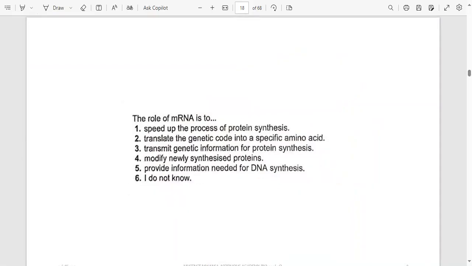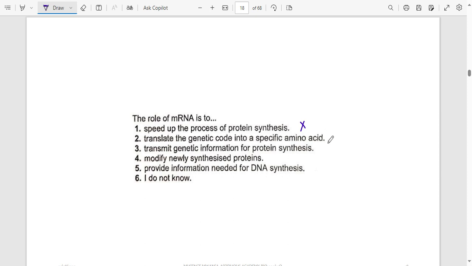Okay. The role of mRNA is to speed up the process of protein synthesis, translates the genetic code into specific amino acids. Okay, let's start with A. Speed up the process of protein synthesis. Is that true? No. Translate the genetic code into specific amino acid. Is that true?